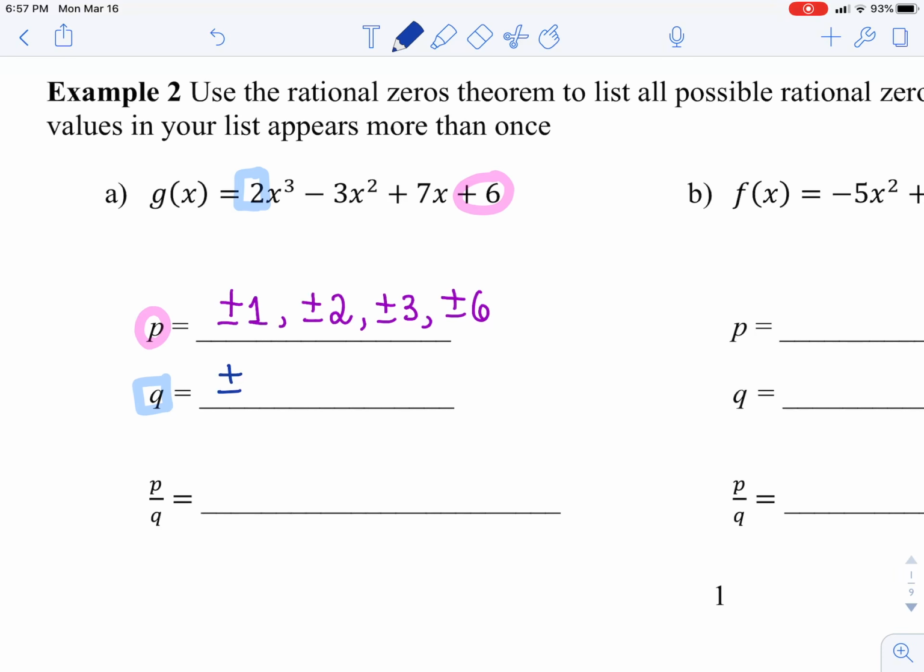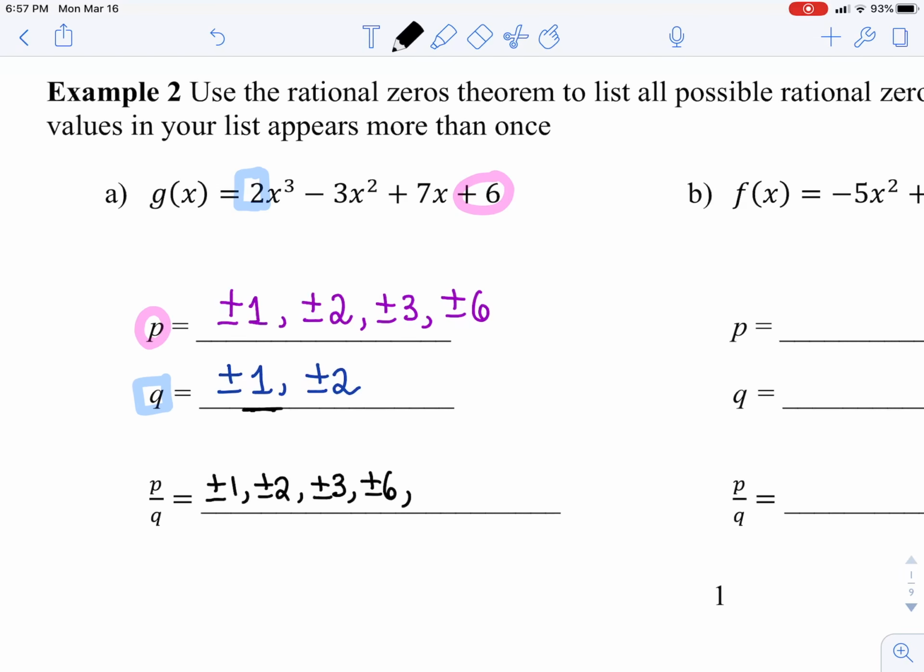That divides the leading coefficient of 2. And that's just going to be plus or minus 1, or plus or minus 2. So for our P over Q, we just have to write them in a fraction format. Well, I'm dividing everything by 1 first, so that will just be plus or minus 1, plus or minus 2, plus or minus 3, and plus or minus 6.